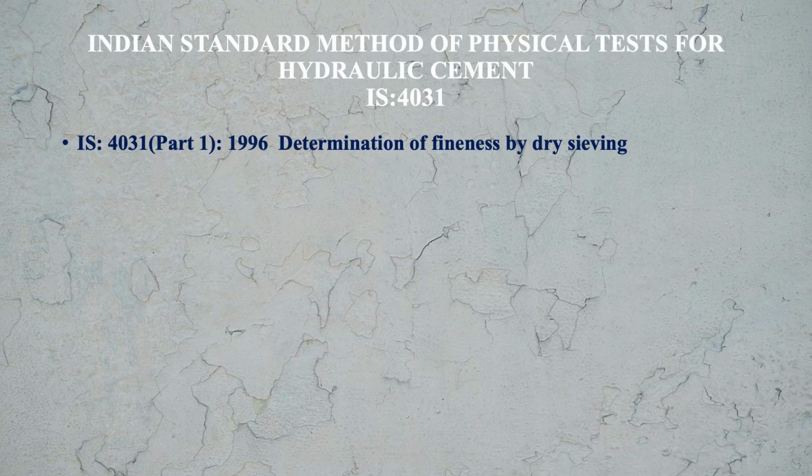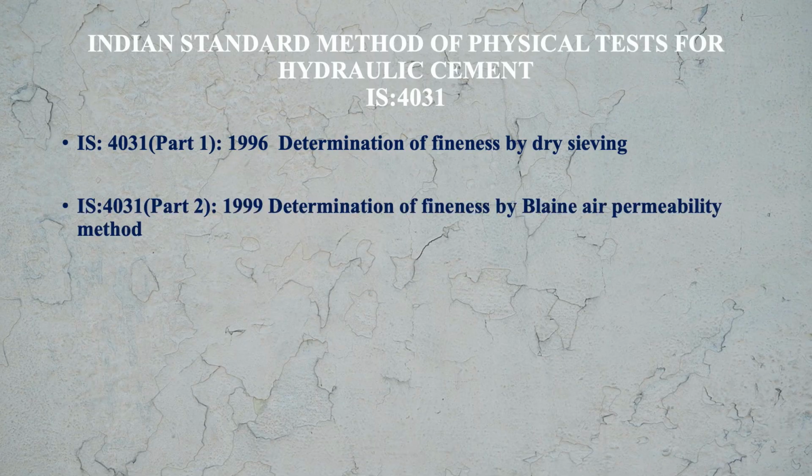IS 4031. It has 15 parts and different parts are dealing with different types of tests. For example, IS 4031 Part 1, 1996 deals with the determination of fineness by dry sieving. IS 4031 Part 2, 1999 deals with the determination of fineness by Blaine air permeability method.